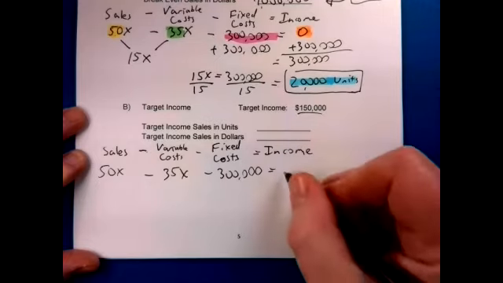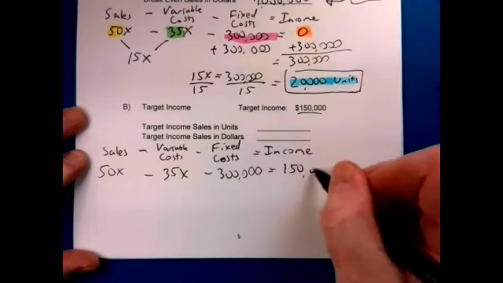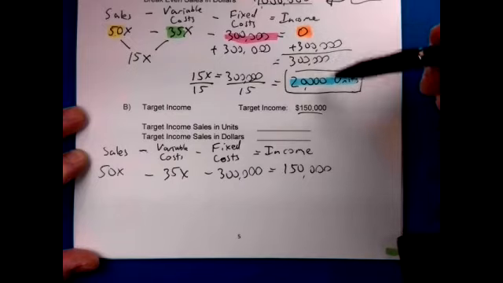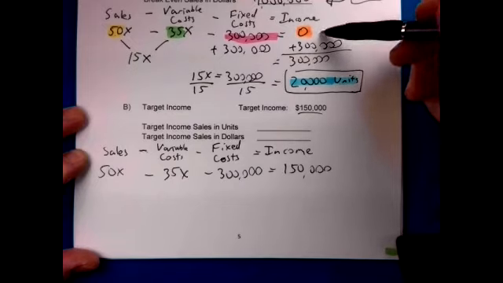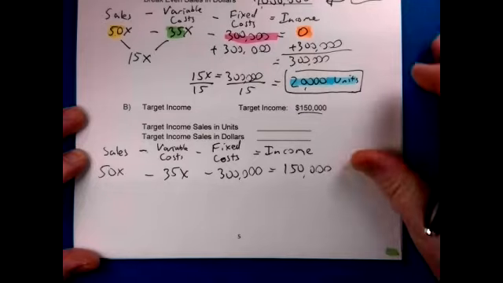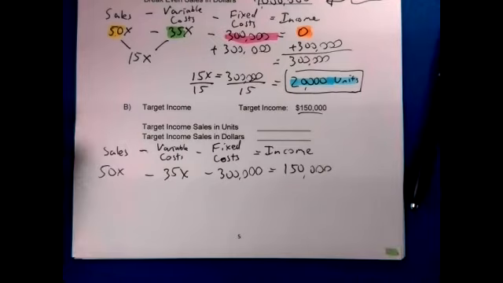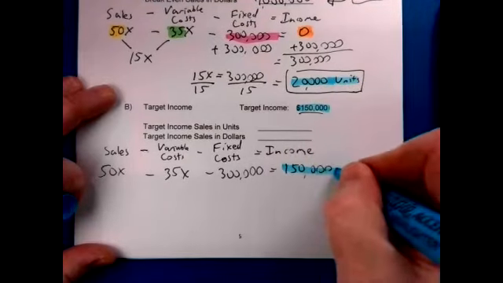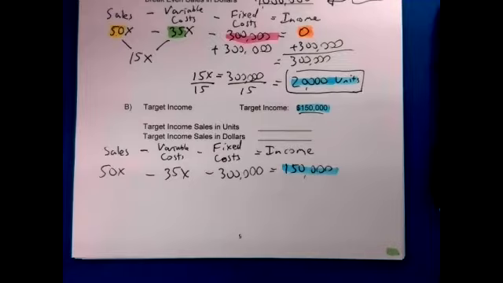Up here is if you want to break even, if you want to make zero income. Down here says, well, we don't want to make zero income. We want to make some profit on this. So how much would it take for us to make 150,000? Everything here is the same except for that.